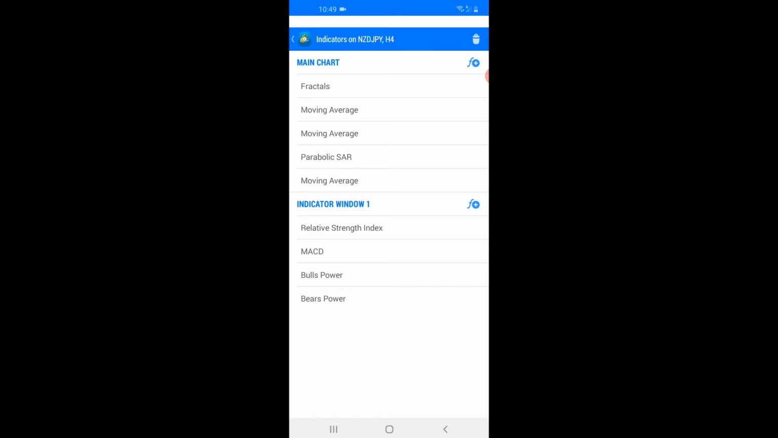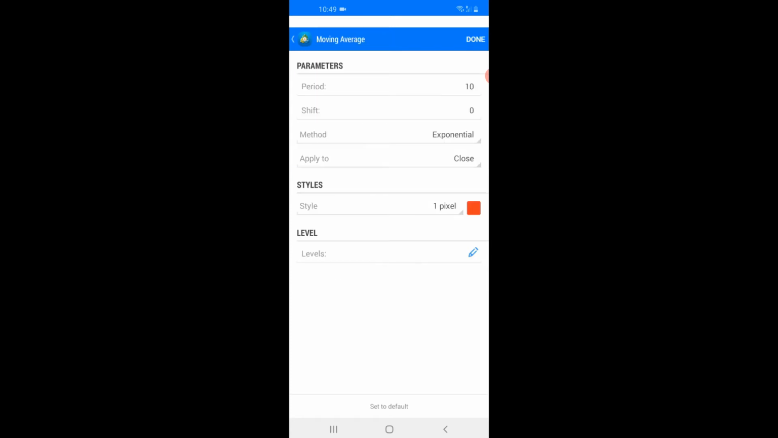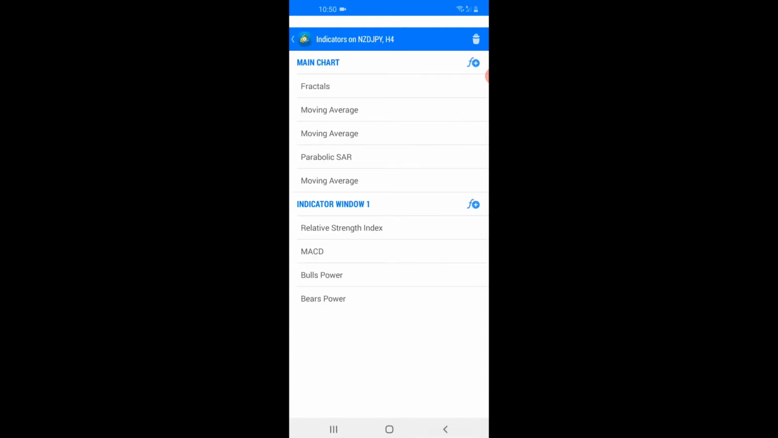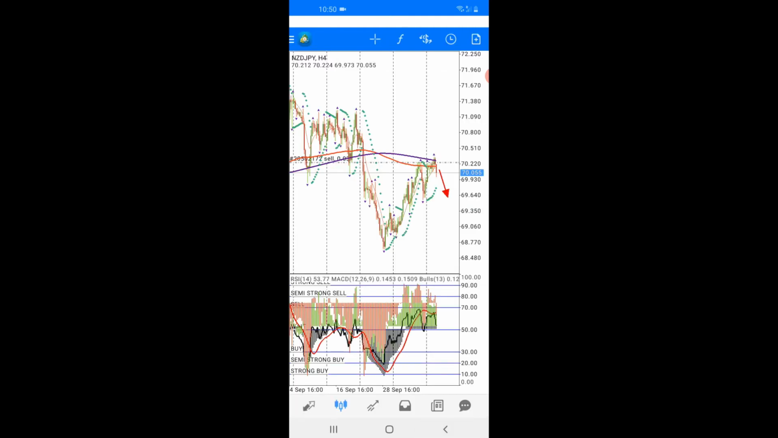The third moving average is optional, not necessary, but I use it myself. You can select the third moving average, set the period to 10, the method to exponential, and select the color of your choice. So let's go back to the chart.